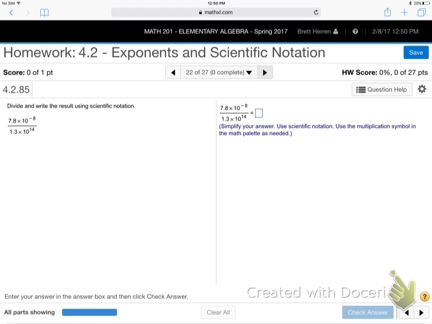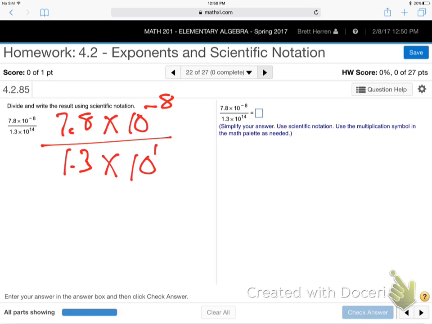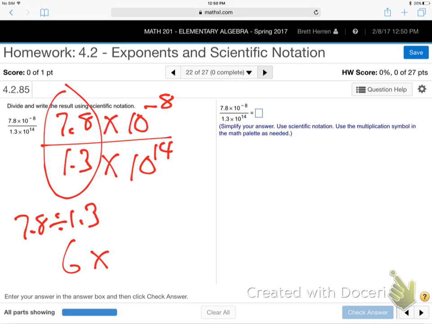All right, so this is a trick one also. So 7.8 times 10 to the minus 8 over 1.3 times 10 to the 14. All right, let's do the same thing. Calculator, you guys got it? Just divide those in your calculator. It's just straight out 6. Yeah. Okay. Straight out 6.